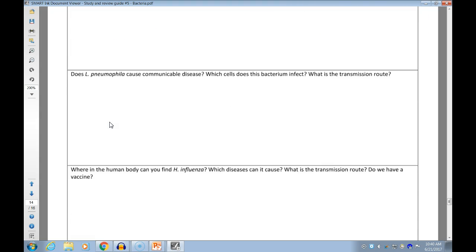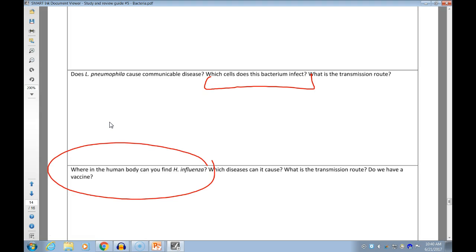Legionella pneumophila. Is there a communicable disease? Legionellosis. Is it communicable? No, it is not. Which cells does it infect? I should say in the human body. Which cells in the human body does this bacteria infect? Macrophages. In the wild, it infects amoeba. We have our own amoeba, which are macrophages. Transmission route, respiratory.